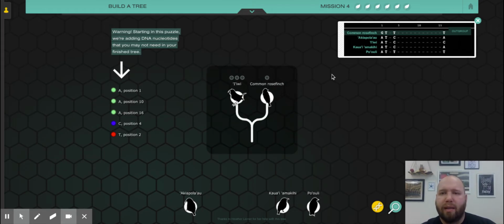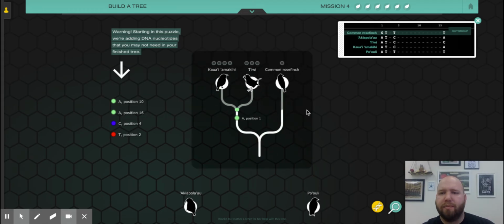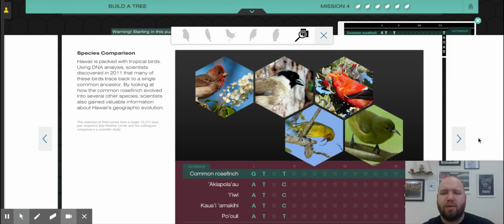Okay, let's see. What do they all of this outgroup all have? An A in position 1. So I know everything I put over here is going to have an A on position 1. Okay, next up, they all have a T on position 2. So that must have been from their common closest related ancestor. Good. And now here's where you kind of have to do a little bit of research.